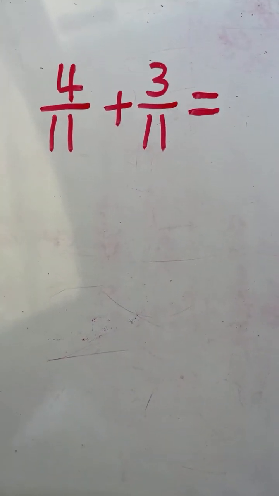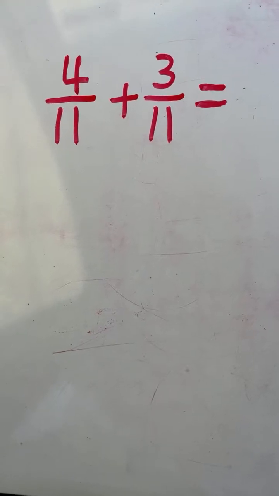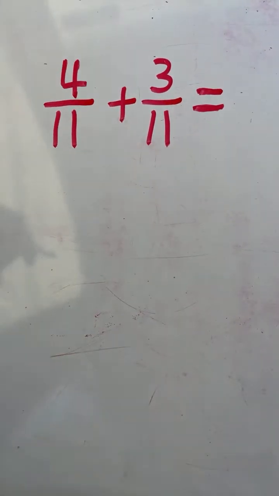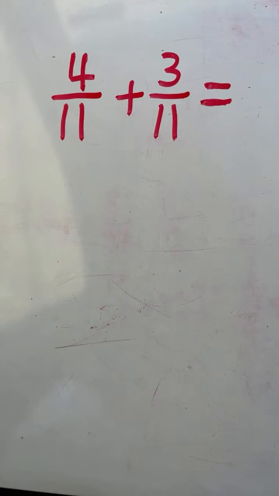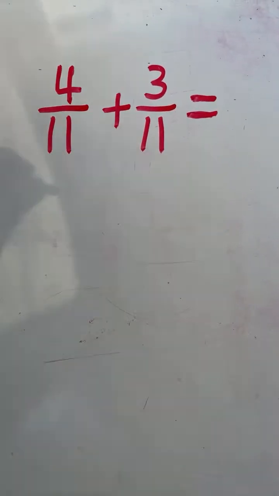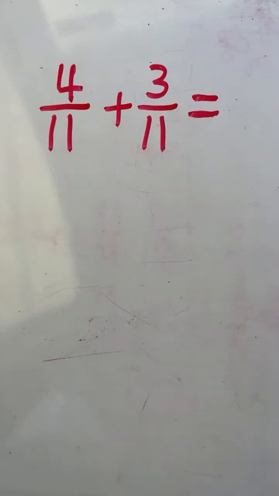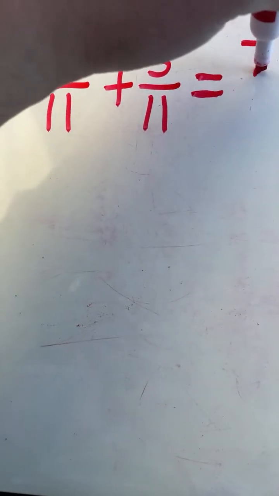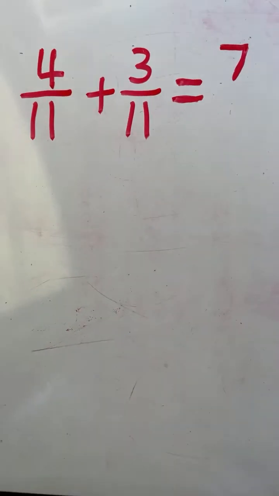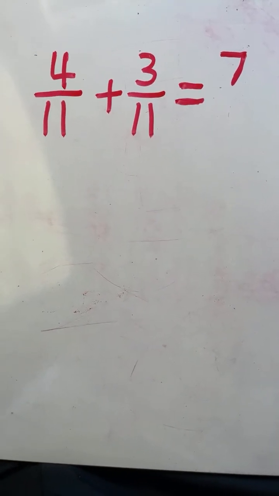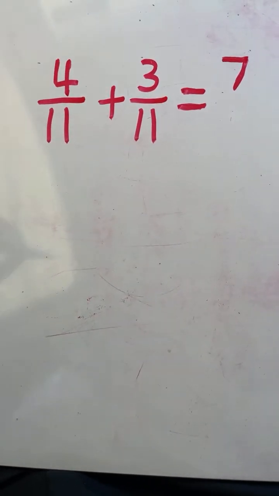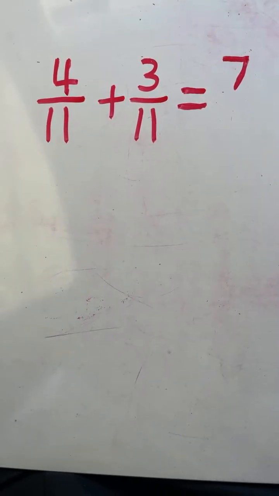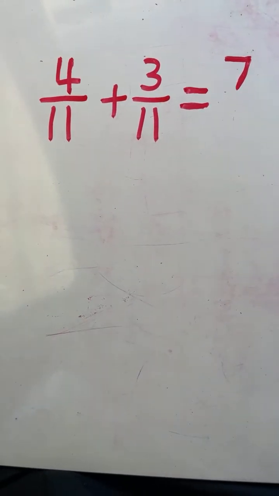Step 1, you add your numerators, aka the top numbers, and you add your numerators just as if you were adding any whole number. So 4 plus 3, what does 4 plus 3 equal? 4 plus 3 equals 7. Now the only difference between adding fractions and adding regular whole numbers is that whatever the denominator is, aka whatever the bottom number is in the fraction, you keep it the same.